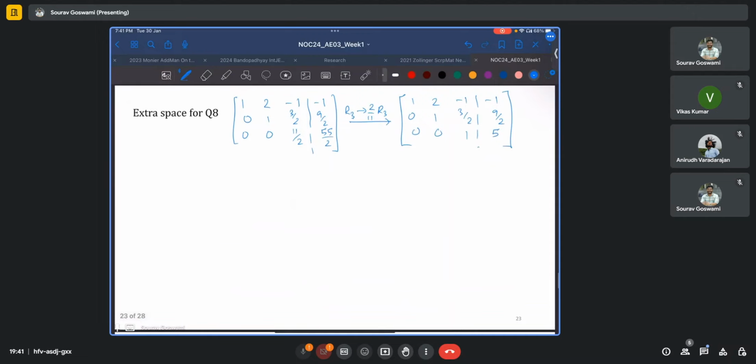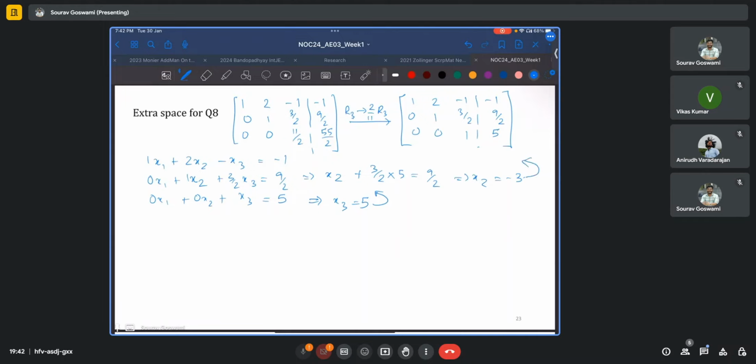And what this actually means is that now my system has been transformed as 1x1 plus 2x2 minus x3 equals minus 1, 0x1 plus 1x2 plus 3 by 2 x3 is 9 by 2, and 0x1 plus 0x2 plus x3 is 5. So this is a direct result, x3 equals 5. We back substitute it into the previous equation. So x2 plus 3 by 2 into 5 is 9 by 2. If I multiply by 2 everywhere, I have 2x2 plus 15 equals 9. So 2x2 is minus 6, so x2 is minus 3.